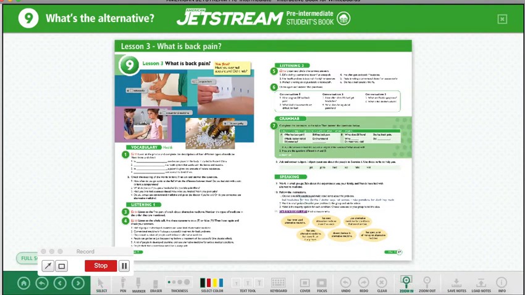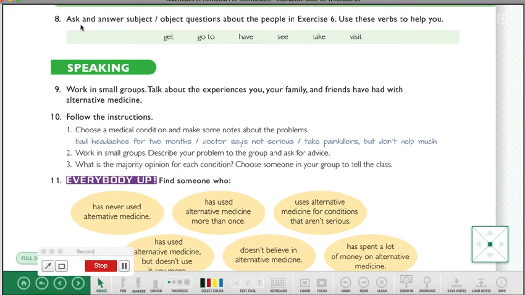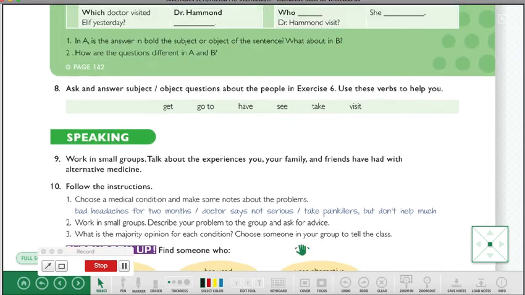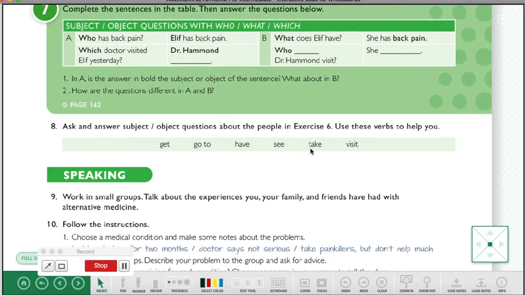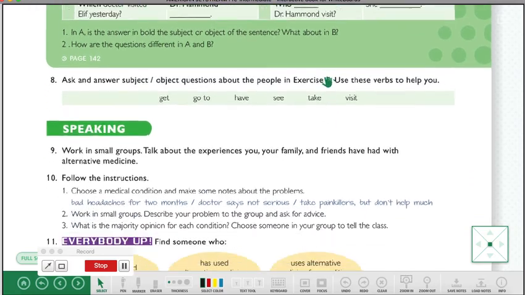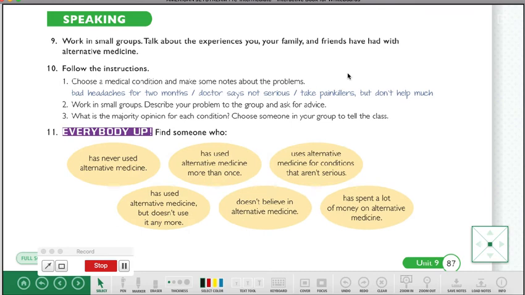I guess this is the last one because this is speaking. Here, ask and answer subject and object questions using this. And this is important, guys. It is good if you do it in the notebook. You will invent some questions like the ones in the grammar, but by using those verbs as examples. Okay, for example, who took the airplane? Who visited your brother?